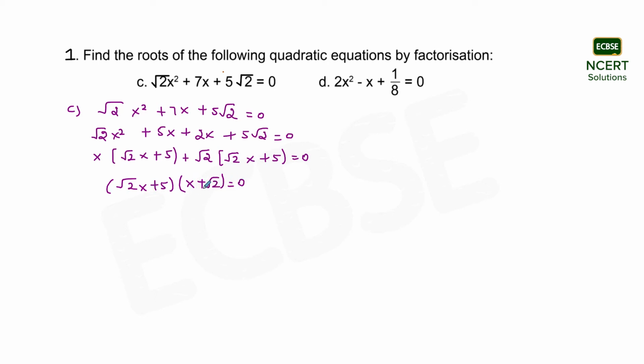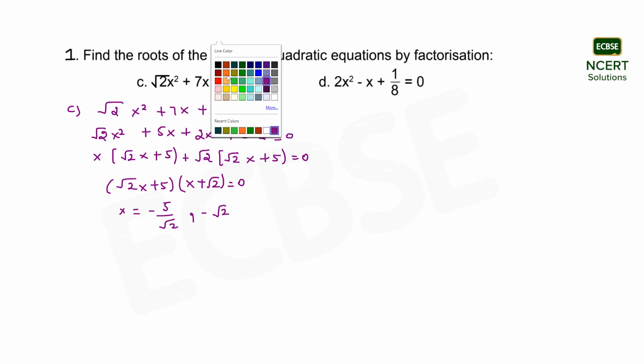And as we know, the product of the two terms is equal to 0 if either of the two terms or both the terms are equal to 0. So what I'll be doing here is I'll be equating each term equal to 0 individually and find the value of x. So by equating each term equal to 0, here the x value comes out to be equal to minus 5 by root 2. And the second value for the x variable is minus root 2. So these are the roots of this very quadratic equation, or we can say these are the points at which the graphical representation of this quadratic equation cuts the x-axis. So this was about the third quadratic equation.